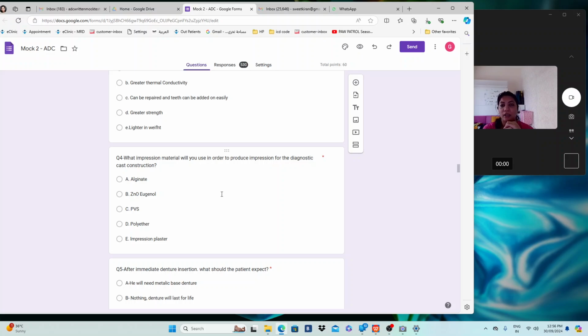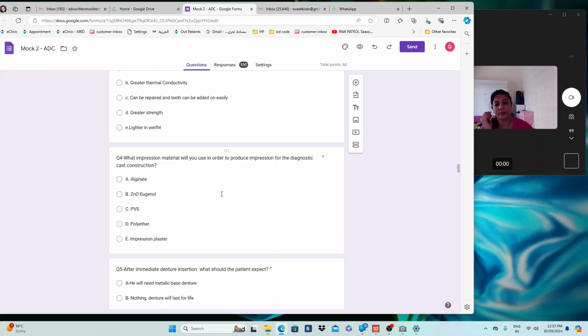PVS is silicone. It will become so tight after it sets that the tooth itself is going to come out, if it's a grade 3 mobile. Polyether, very expensive, not recommended. Impression plaster, again, it's going to become so hard and so tight, it's going to take the tooth out with it. But alginate, it would still be in a rubbery stage, and you can remove it without causing much discomfort to the patient.